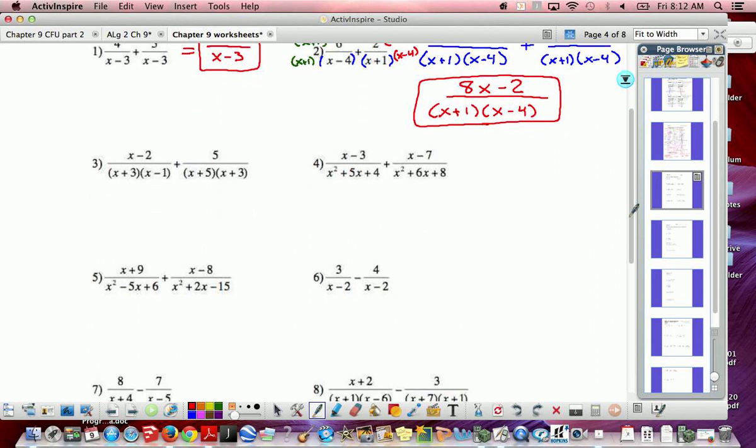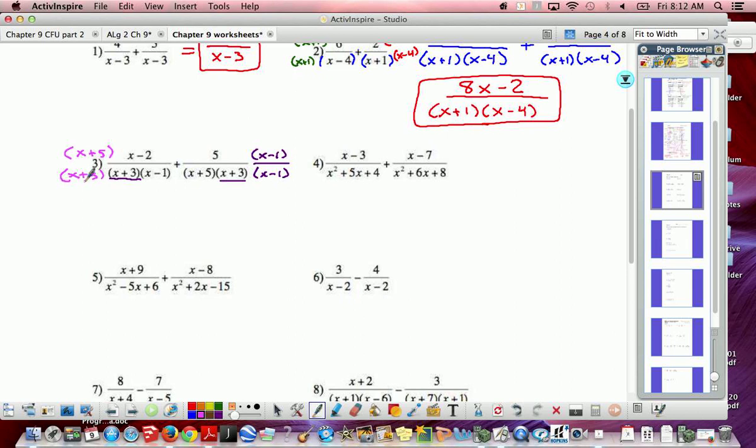All right. Number 3 gets a little bit bigger. On number 3, notice how the two denominators already have an x plus 3 in common. The first one has an x minus 1, while the second one is missing it. So I'm going to put the x minus 1 right here, and I'm going to be multiplying the top and bottom by x minus 1. The second one has the x minus 1, but is missing this x plus 5. So the top and bottom of that one has to be multiplied by x plus 5.